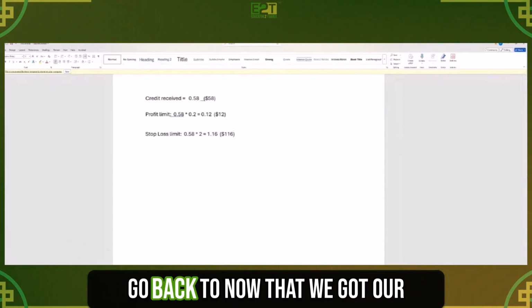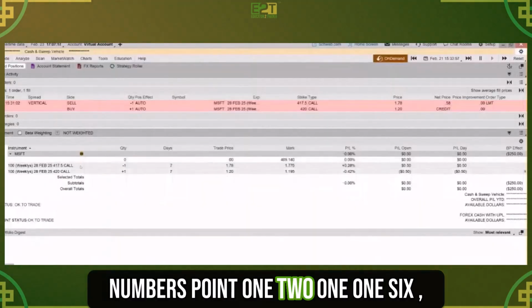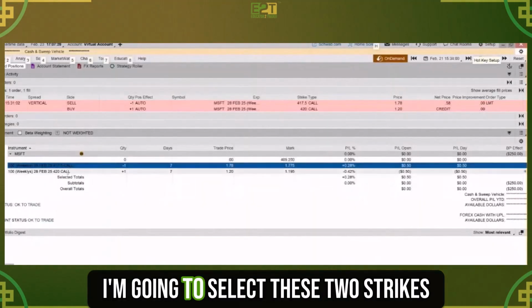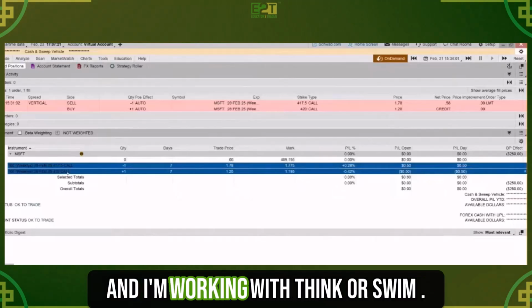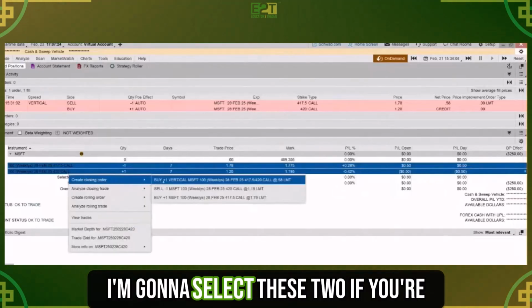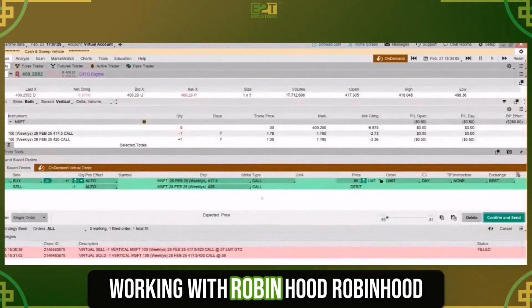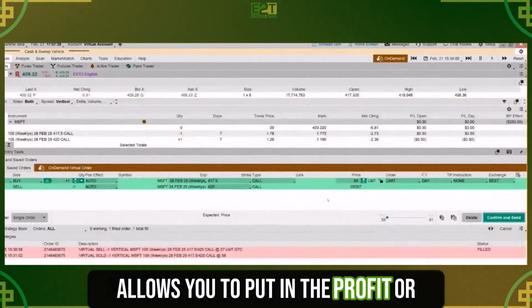So now that we got our numbers, 0.12 and 1.16, let's go back. I'm going to select these two strikes and I'm working with ThinkorSwim. I'm going to select these two. If you're working with Robinhood, it allows you to put in the profit or the stop loss.